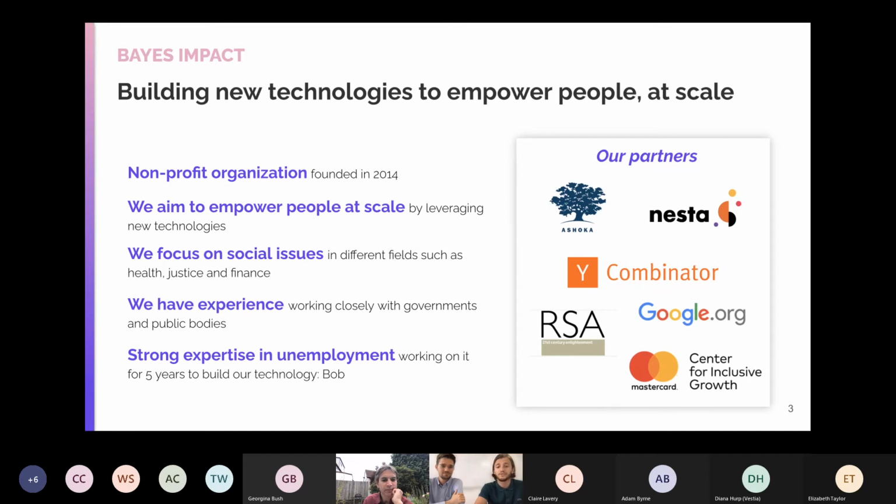We have a strong experience working with governments, public bodies, and employment service providers. We've been working with the French National Employment Service, Pôle emploi, as well as the one from Brussels. And also we are supported by our partners such as Google.org, Nesta, or the ERSA.